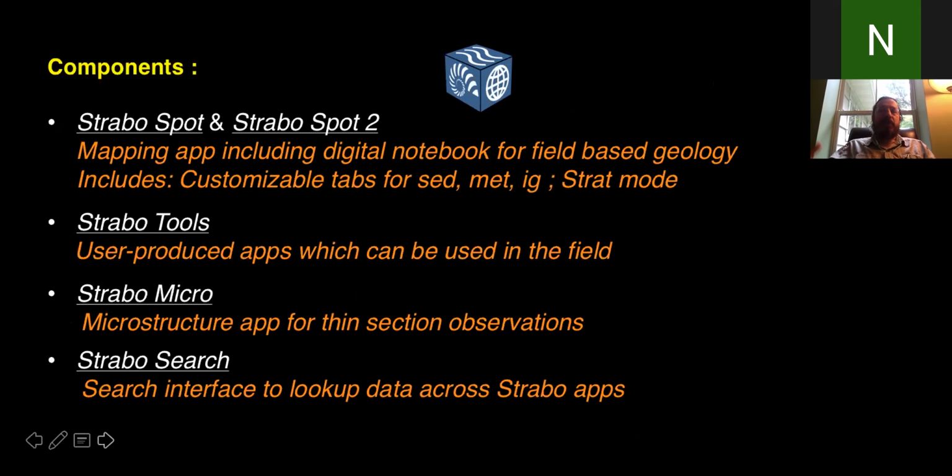The people from the Strabo team will just go to these shorthands, so just so you know what we mean: Strabo Spot is just this field application for getting field geology in. For this community, it's important to know that there are customizable tabs for Met and Igneous, as well as for fabrics. Strabo 2 is the next generation of interface, and that's being worked on right now, and we're going to like your feedback on where you want that to go. Strabo Tools is a user-produced application that takes Strabo data and analyzes it in ways that we didn't really anticipate people doing, but it's great. Strabo Micro is the microstructure or really thin section app. And then there's Strabo Search, which is the search interface.